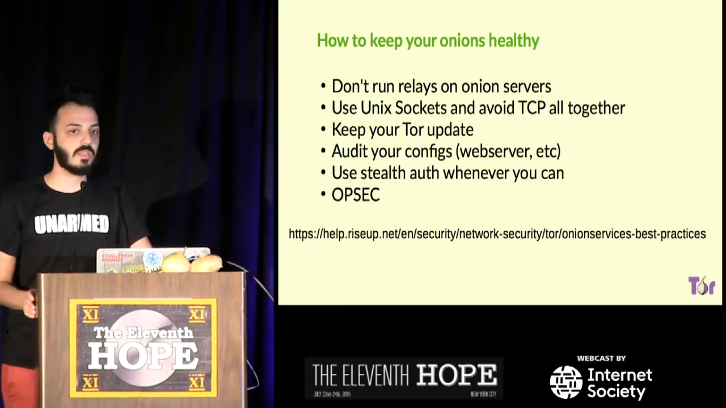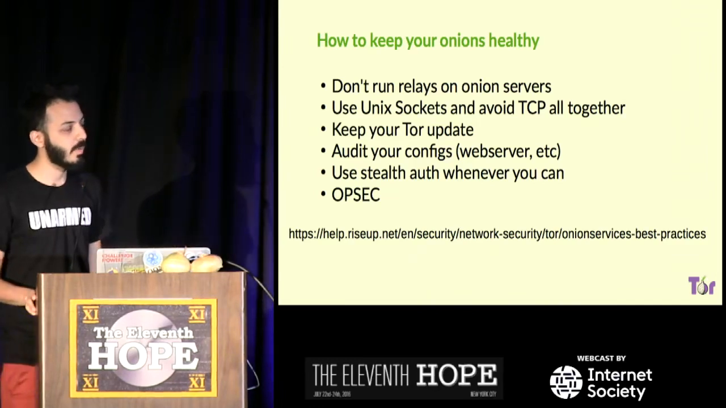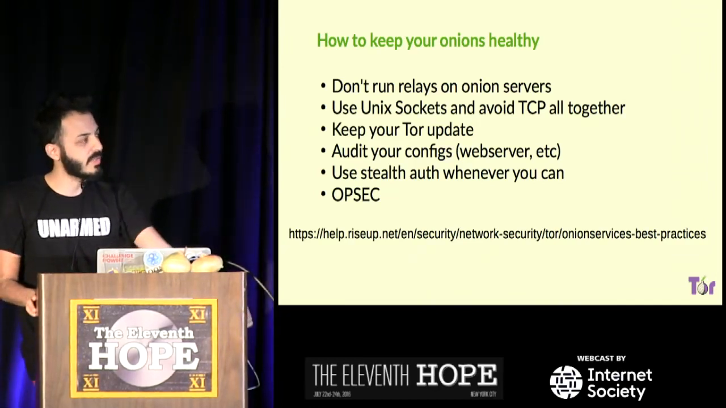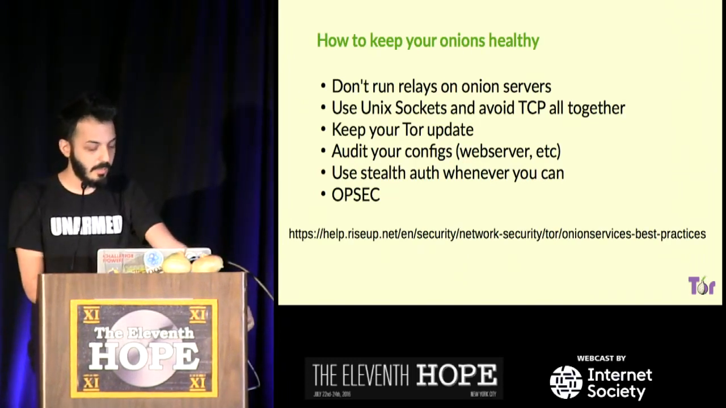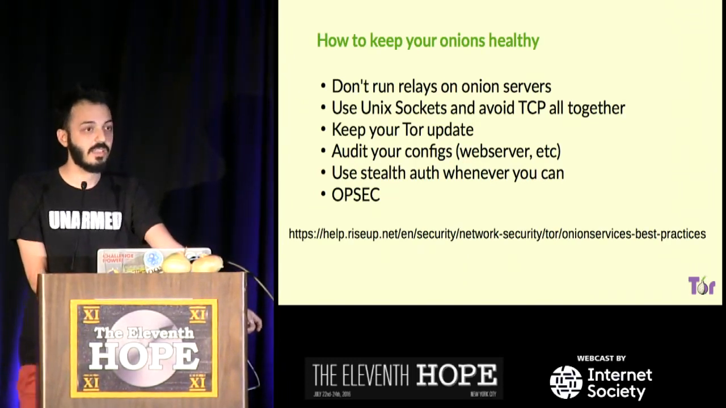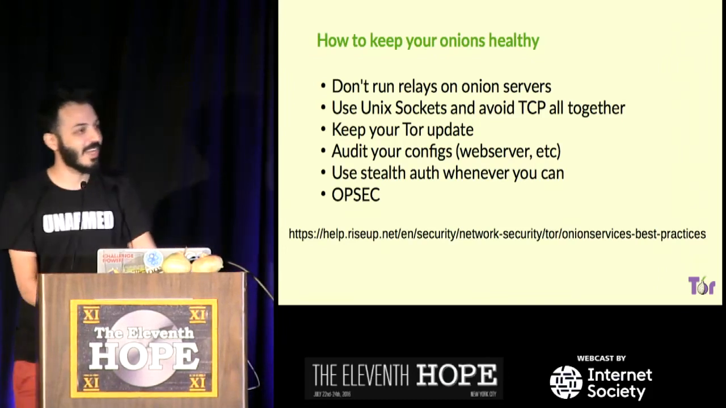Use stealth authentication whenever you can, because that way, even if you leak your Onion address, they can't connect to it because they need the key, and also because you can recycle those things pretty quickly. All it takes is basically commenting one line in your torrc file and restarting your Tor client. That's it.